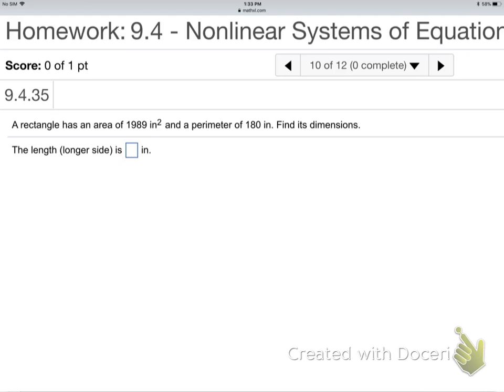So what's the area formula? What's the area of a rectangle? Length times width, right? You guys know that one, right? Let me just draw a rectangle real quick, make sure.